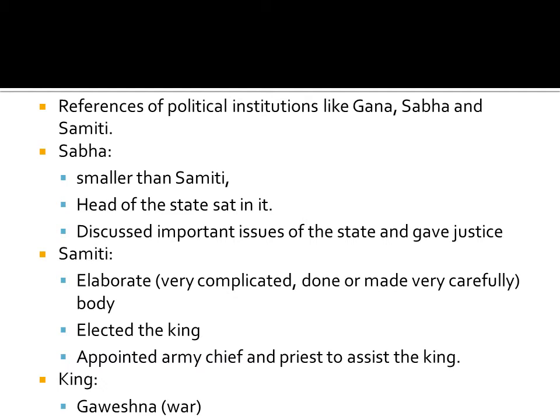Samiti was elaborate. It was a body of people made very carefully. The work of Samiti was to elect the king. You know what is election? There is a difference between election and selection, where there is a fixed hierarchy. So the Samiti elected the king and they appointed army chief and priest to assist the king. And then there was the king whose main work was Gaveshna. That means to fight with kings of other regions and expand their region, or expand their resources. And from Rig Veda, we also get reference of battles between 10 kings on the banks of Ravi river.